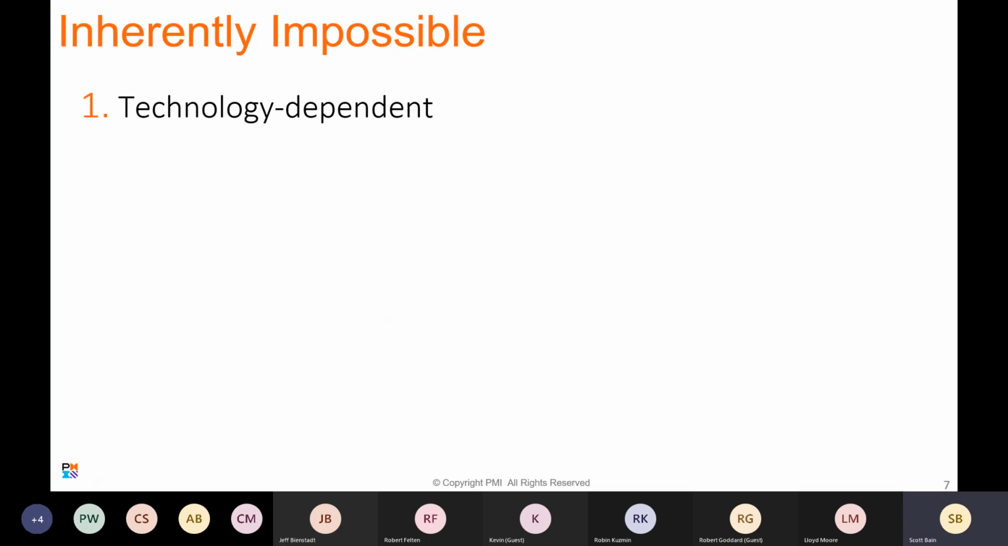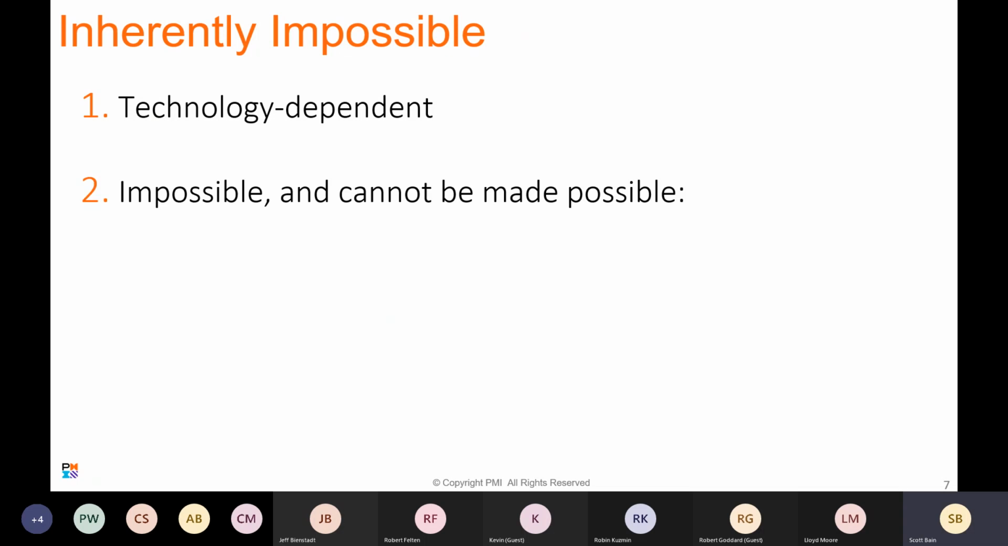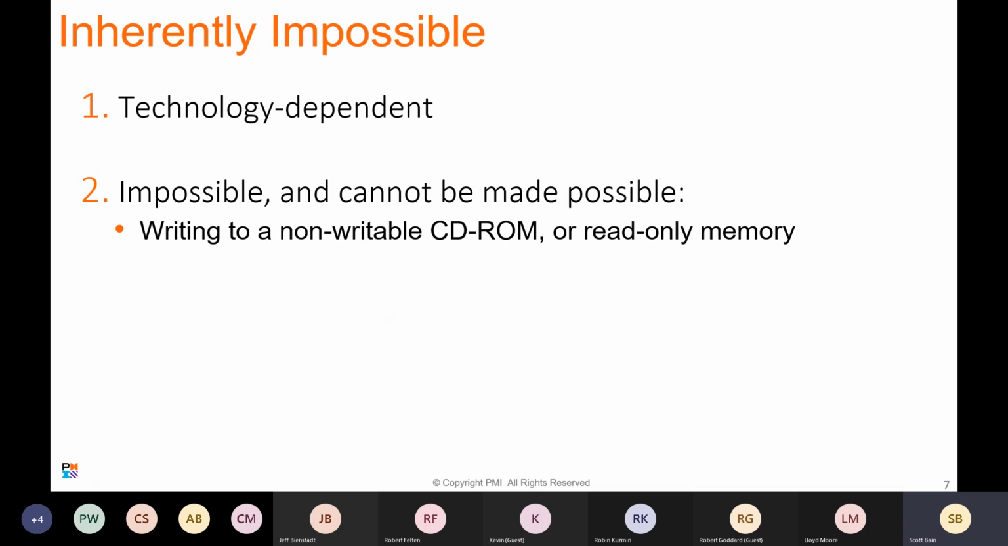Some things are inherently impossible depending on the technology being used. Some of these things cannot be made possible. For example, you cannot write to a CD-ROM or to read-only memory. That's in the nature of the hardware and thus does not require a specification or a test, since that would be a test that could never fail.